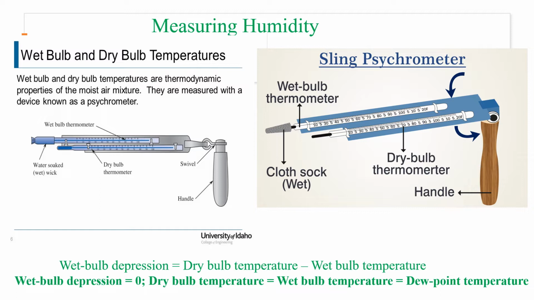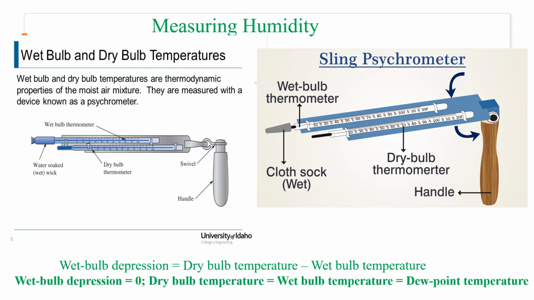two liquid-in-glass thermometers mounted side by side and attached to a piece of metal that has either a handle or a chain at the end. The thermometers are exactly alike except that one has a piece of cloth, or wick, covering the bulb. The wick-covered thermometer is called the wet bulb thermometer, and it is dipped in clean, usually distilled water.